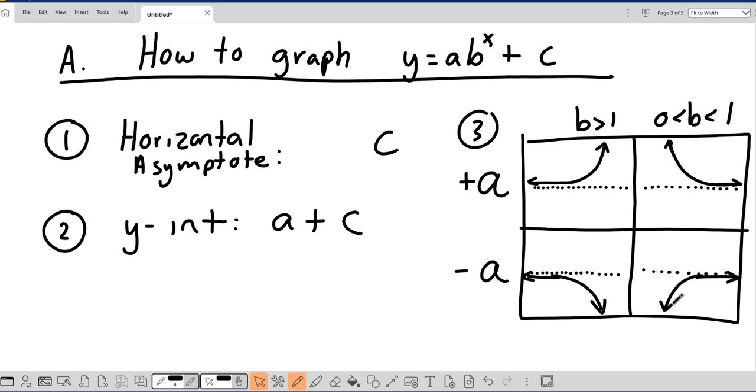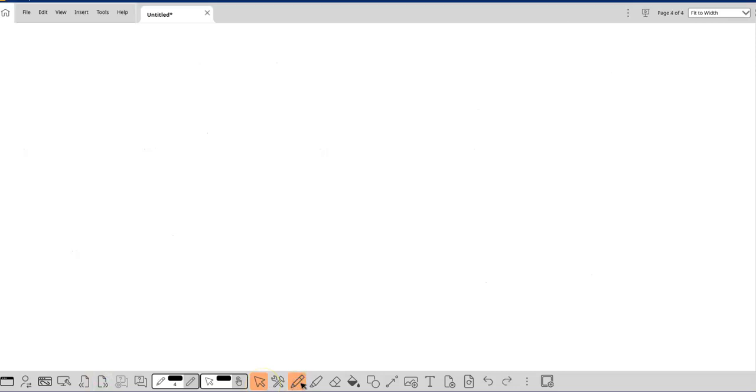Okay. So we're going to use these 3 facts here to graph some exponential functions today. Our horizontal asymptote is going to be located at c. Our y-intercept is going to be located at a plus c. And then we'll look at the a value and the b value together to determine the shape of the graph. Okay? Let's go ahead and get started. Okay. Here we go. Example 1.